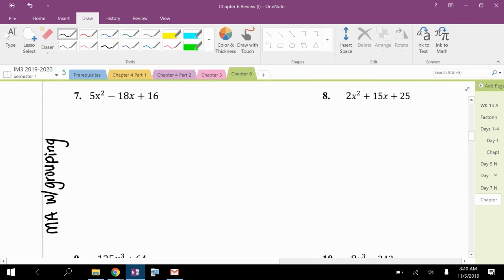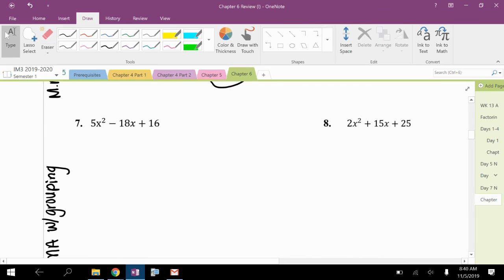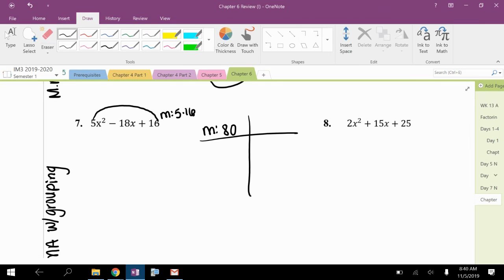So what multiplies, I'm going to write this on top so that you know where this came from. So a lot of people ask me this question. What multiplies to 5 times 16, which gets me 80? A lot of people ask me where the 80 comes from. And on the quiz, if you got it wrong, it's because you used just 16, you didn't use the 5 times 16. And then adds to the middle term of negative 18.